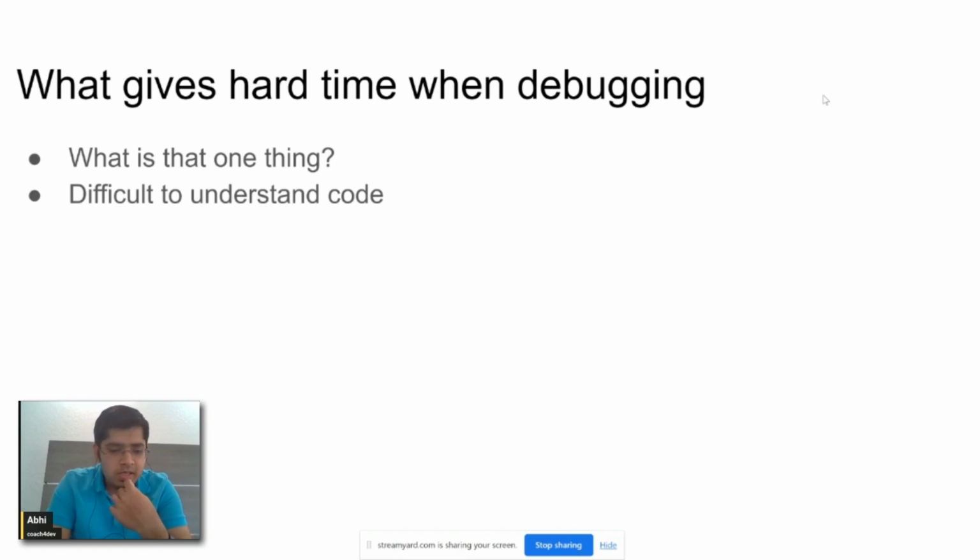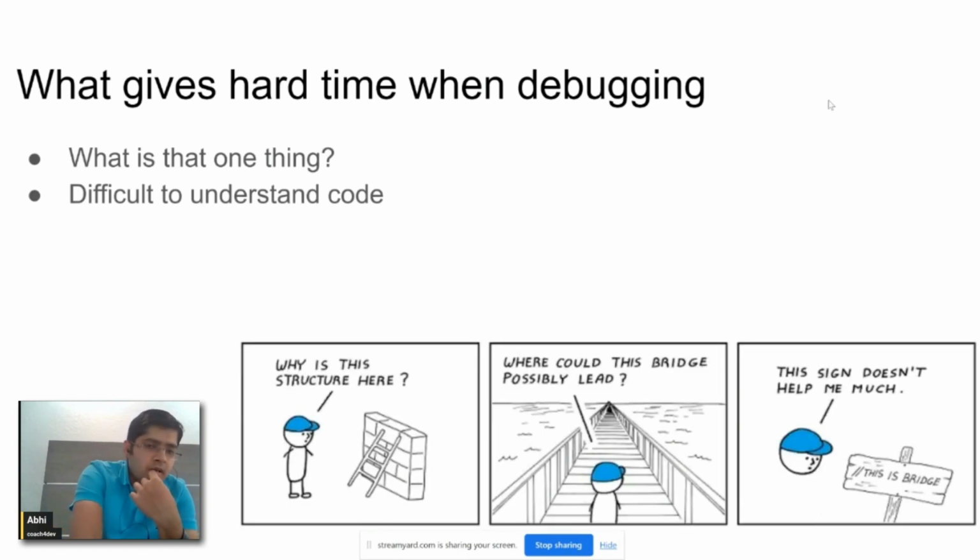In my opinion, the answer is difficult to understand code. Why is this structure here, right? You look at the code, these are the type of questions that you ask. You have some variables, you have some methods, you have some classes, you have some big old code written, and you're trying to make sense of it, and it's really difficult to make sense of it, because it's difficult to understand code.